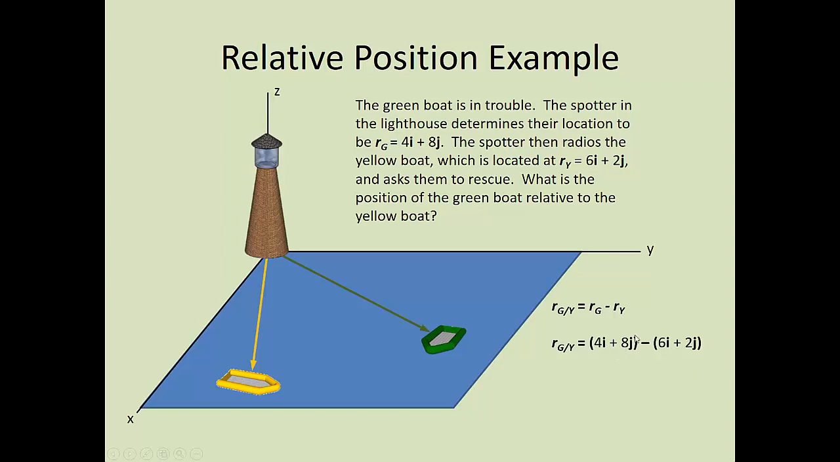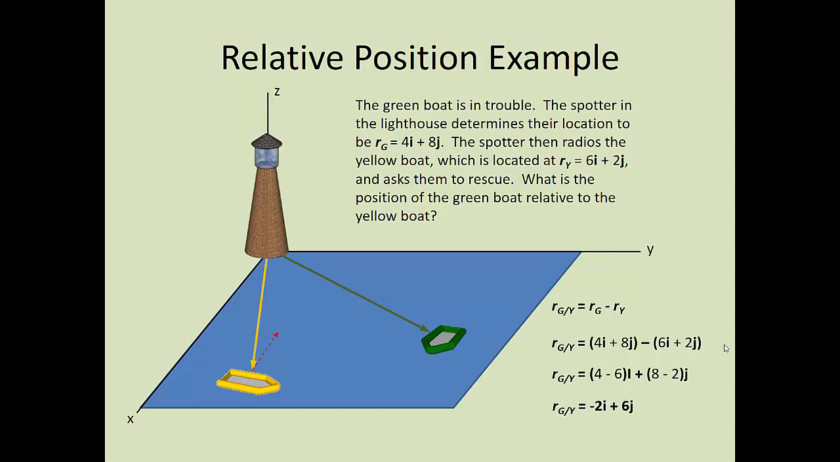We know what the position of the green boat is, and we know the position of the yellow boat. Now we can't just subtract these directly, so let's put them in their respective components. So the position of the green boat relative to the yellow boat is equal to 4 minus 6i plus 8 minus 2j. Solving this, the position of the green boat with respect to the yellow boat, or from the perspective of the yellow boat, is equal to minus 2i plus 6j.